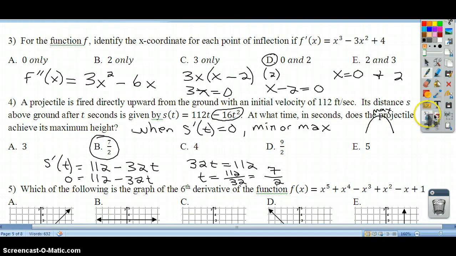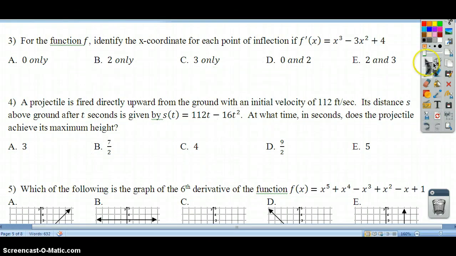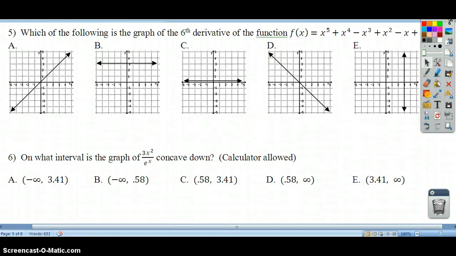Alright, let's clear the annotations and move on. So number 5. Which of the following is the graph of the 6th derivative of the function f of x equals what's given there? Alright, so the 6th derivative. If we look at our function, the highest power is to the 5th. So every time we take a derivative, that exponent is going to go down 1. So for the first derivative, it'll be a 4th.